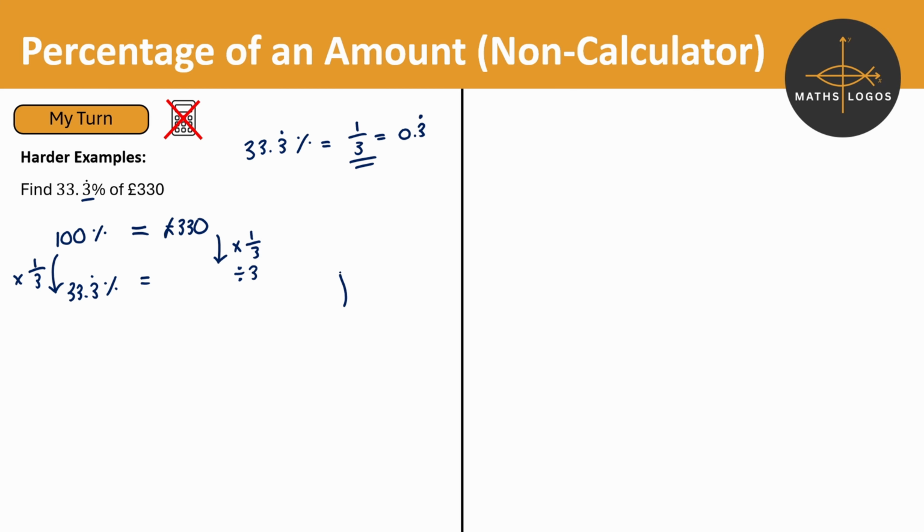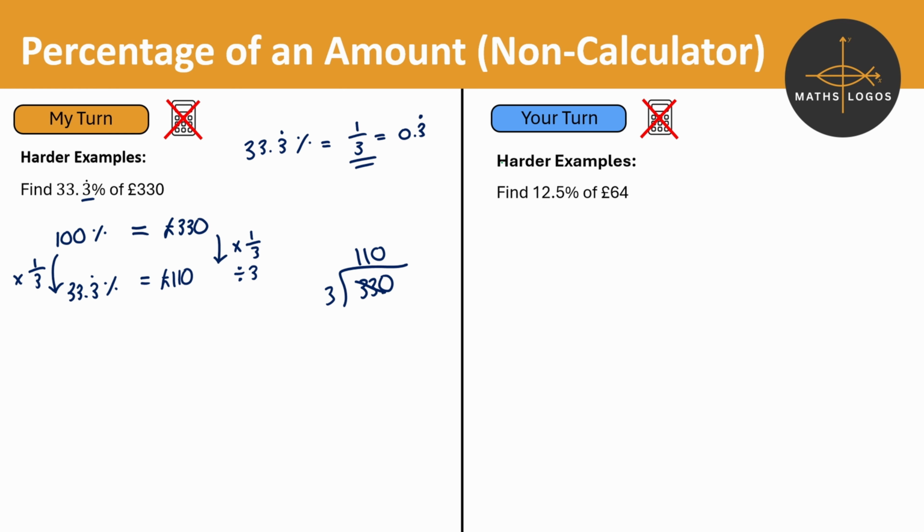Set up your short division off to the side. 330 divided by 3. 3 goes into 33 11 times. 3 goes into 0 0 times. So 33.3 recurring percent is £110. Give this question a go and think about what 12.5% would be as a fraction. That'll help you to do this.